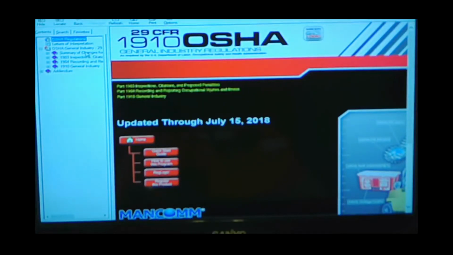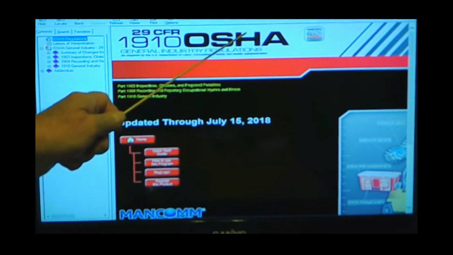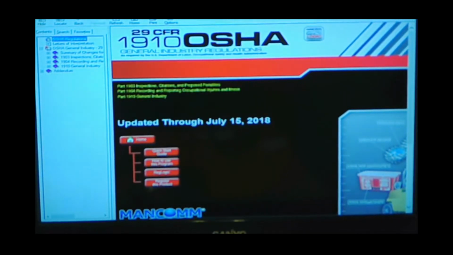29 CFR 1910, General Industry Standards. These are the rules from the Occupational Safety and Health Administration. I have to acknowledge the company I'm getting these rules from, called Mancom. They provided me with the information. They're good at resource and industry. They have a good website, and they provide standards for just about everything OSHA puts out.